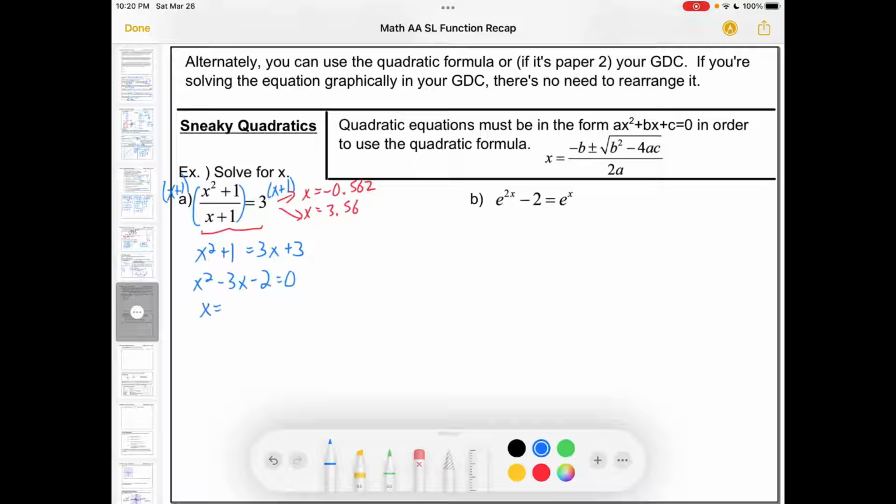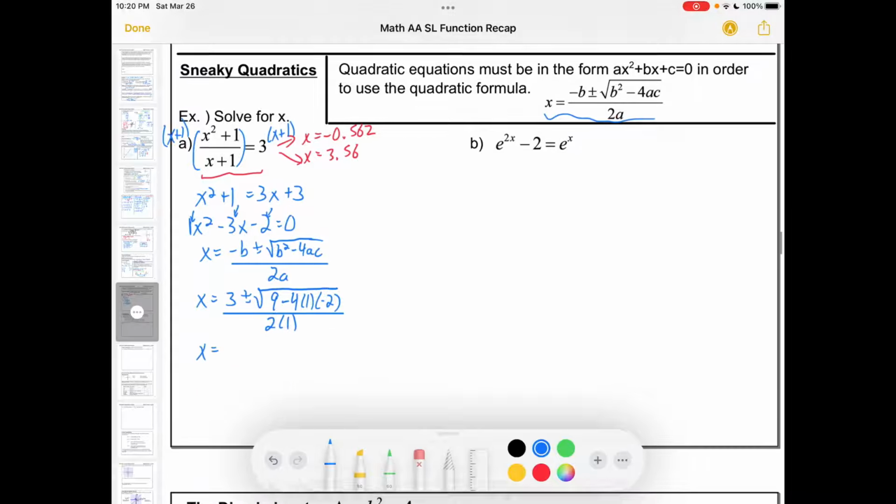So that's going to lead us to the quadratic formula. Negative b plus or minus the square root of b squared minus 4ac all over 2a. And then we sub in. So b is this negative 3, so negative b would be positive 3. b squared would be negative 3 squared, so that's 9. Minus 4 times a would be the coefficient of x squared, so that's just 1. And c is negative 2. And again, all over 2a. So 2 times 1.